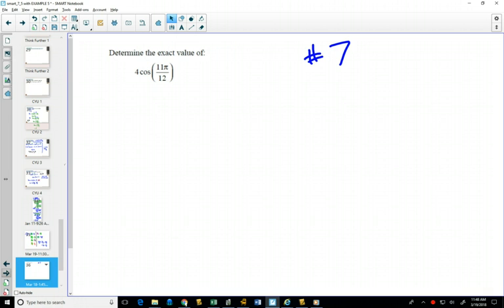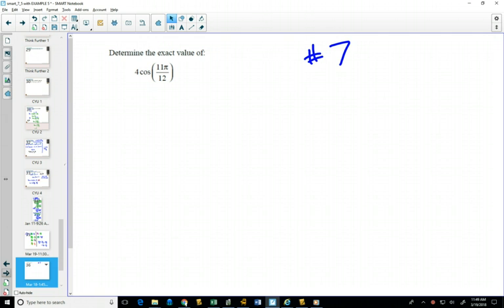Yes. There's a 4 out in front. That makes it look a little bit different. And because of that 4 out in front, it caused some people just to shut down completely. They left this question blank because they didn't like that 4. All that 4 means is 4 times cos of 11 pi over 12.